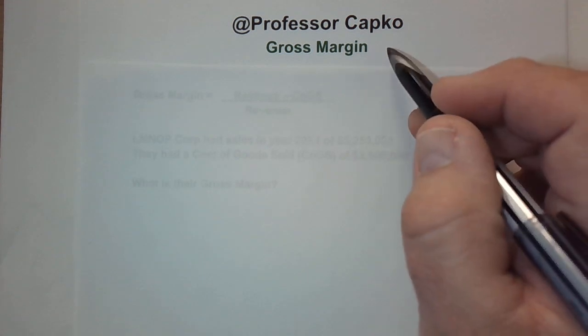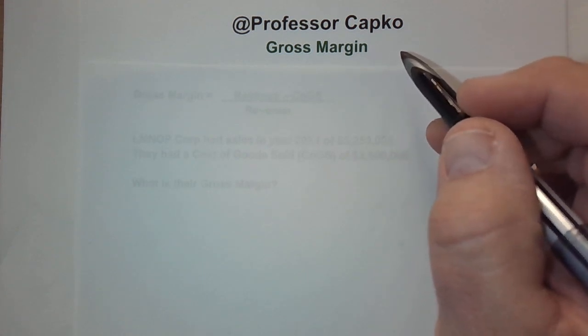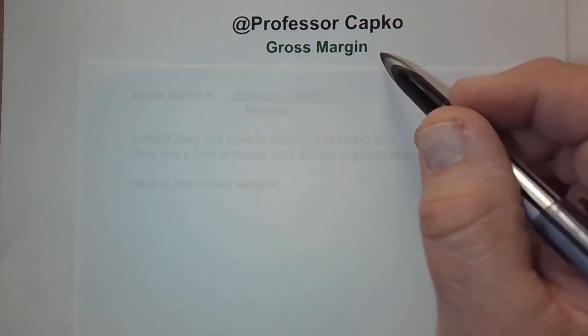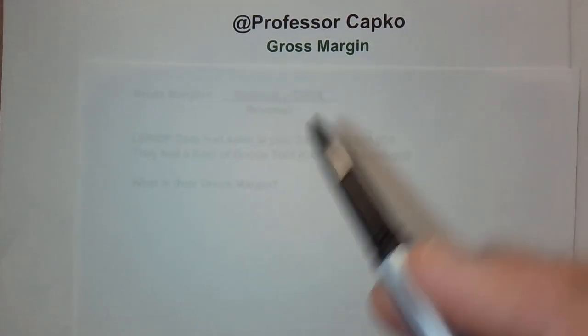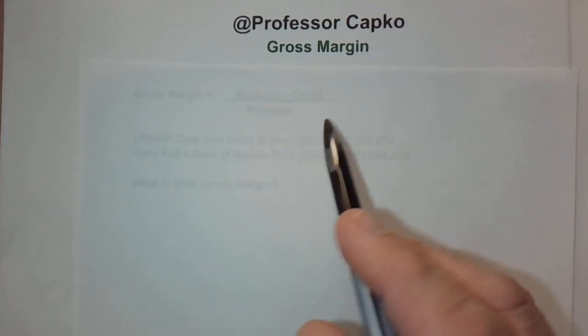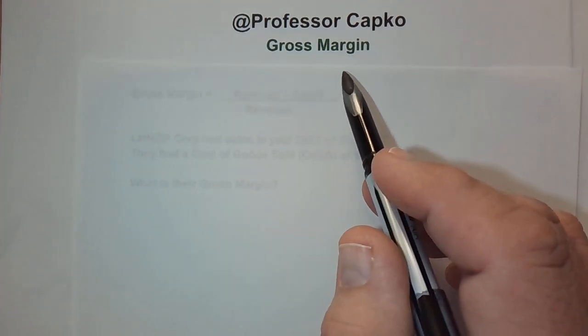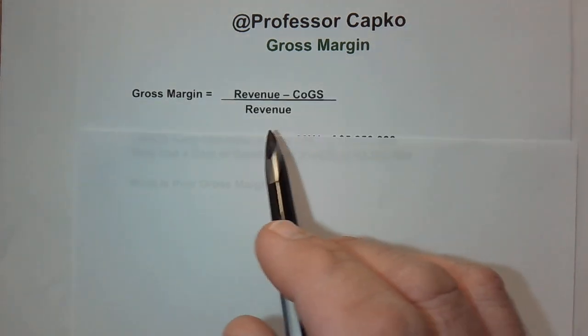Gross margin is one of the various ratios that are used to compare companies. Investors will rely upon them to compare which companies are a better investment than others. So it's an important calculation, and it's usually shown as a percentage of sales. So let's look at the formula for gross margin.